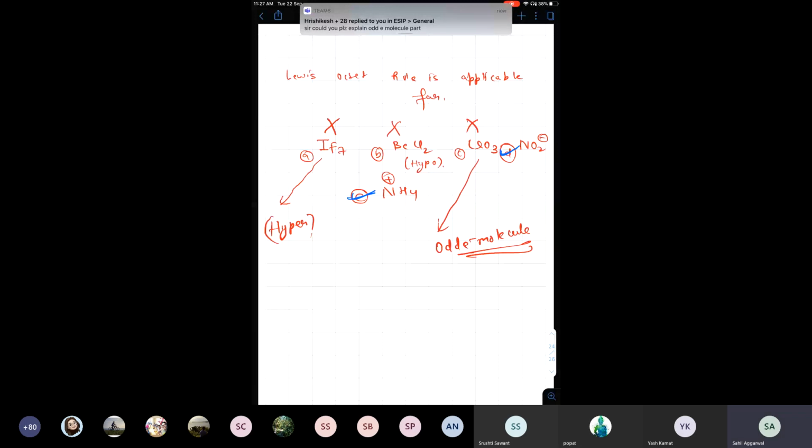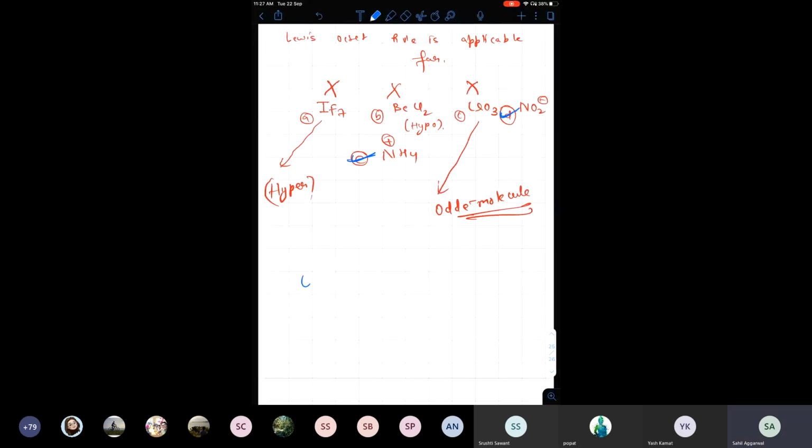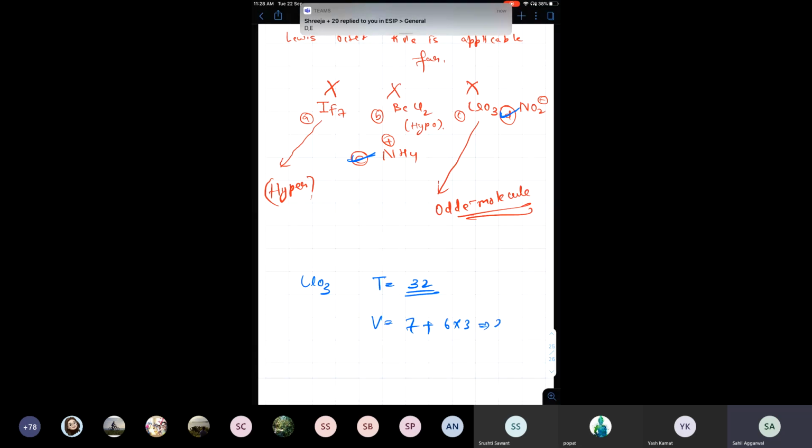Odd electron molecule part. In this question or in the previous part, Rishikesh, if I try for ClO3, then T will be 32. Any doubt in T? Let's take this one only first. Then you will get that one also. Any doubt in T, Rishikesh? No. V will be 7 plus 6 into 3, 25. Rishikesh, any doubt in V?